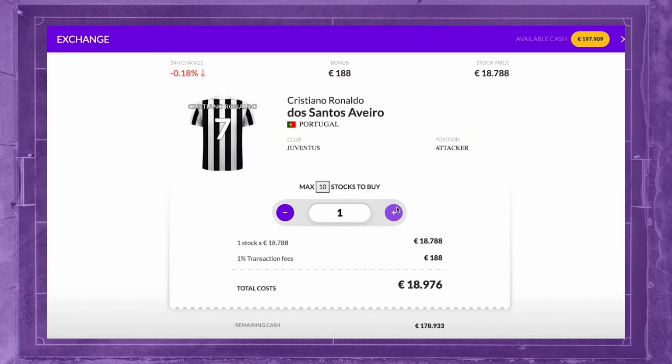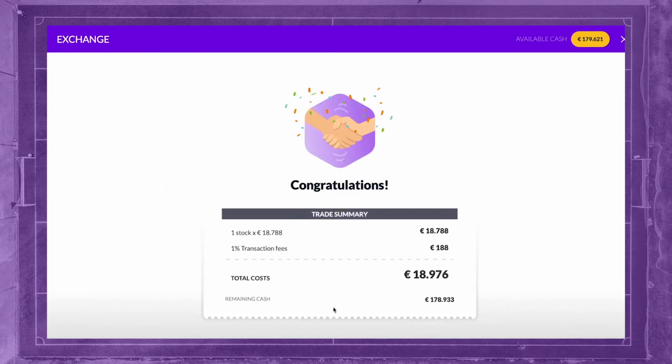Whether you prefer to put all of your budget into one player or spread your risk by buying multiple players, the choice is yours. Scoring.